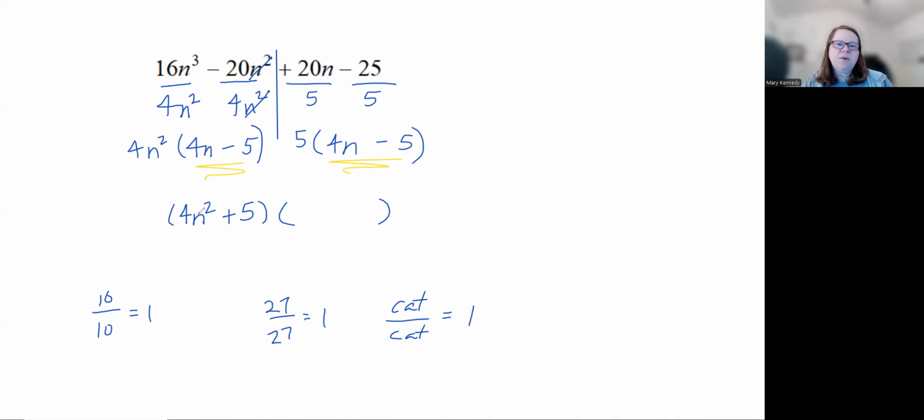So whatever we divided out goes into one of the parentheses. So we divided out a 4n squared and a positive 5. And then the parentheses is the other parentheses, right? That's what we would put down. All right, that's the factored form by grouping.